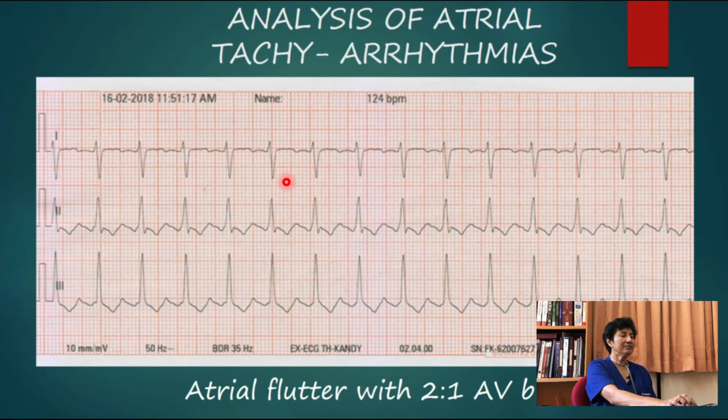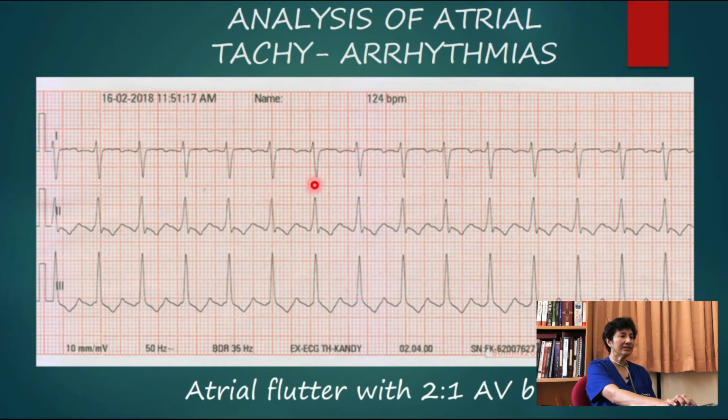Now, this rhythm strip includes lead 1, lead 2 and lead 3. Again, regular narrow complex tachycardia at a speed of 120. On the baseline, if you ignore these QRS complexes, you can see saw-tooth appearance. So, this is a case of atrial flutter.